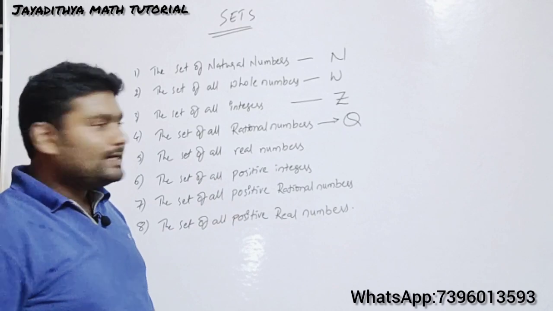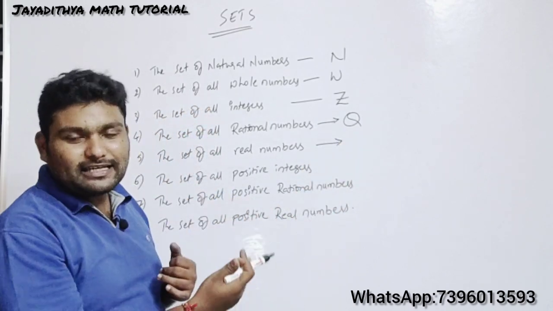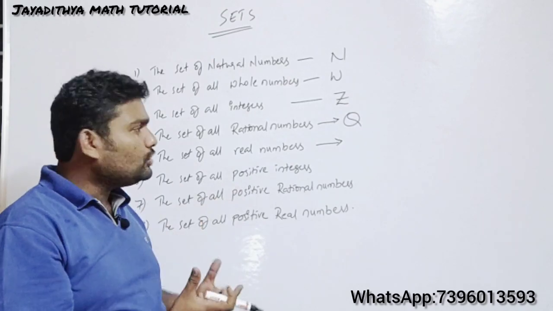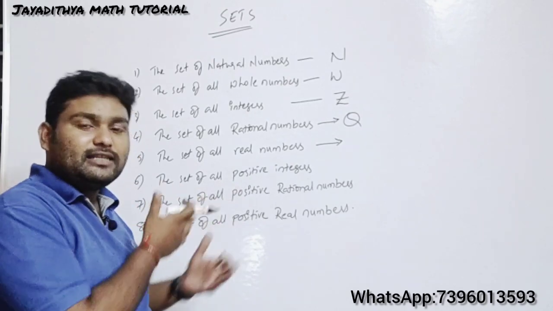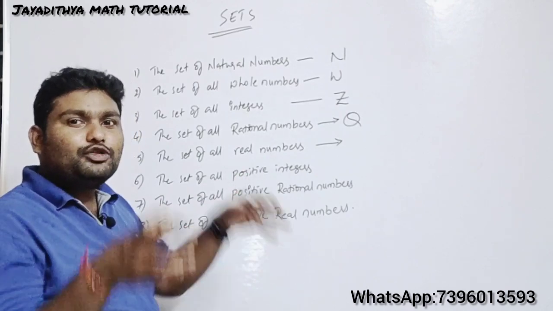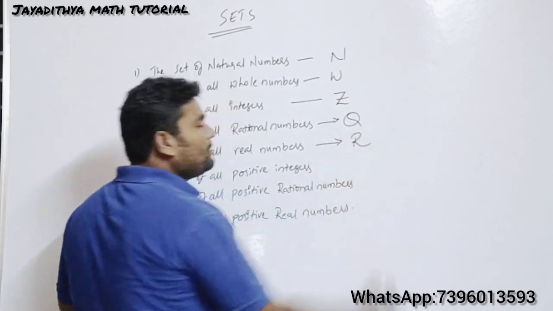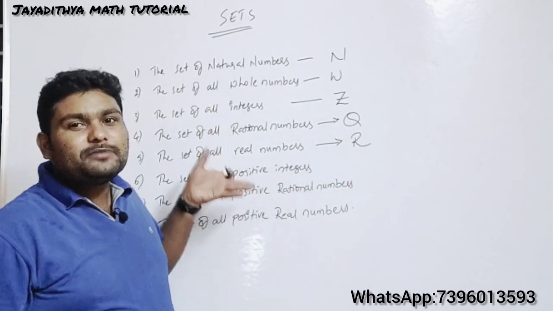The set of all real numbers. In the real numbers you have the rational numbers and also irrational numbers, which you already learned in your 10th class, and even in your 9th standard you learnt about rational and irrational. If you combine those two collections, it becomes the real numbers, denoted by the letter R.